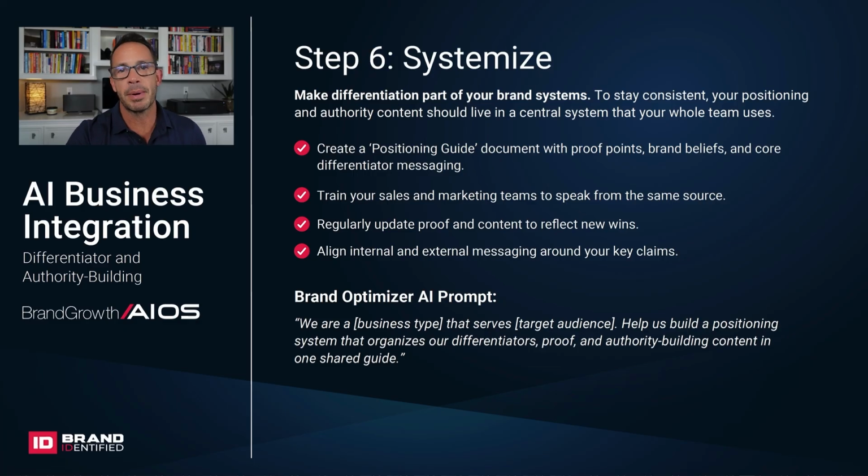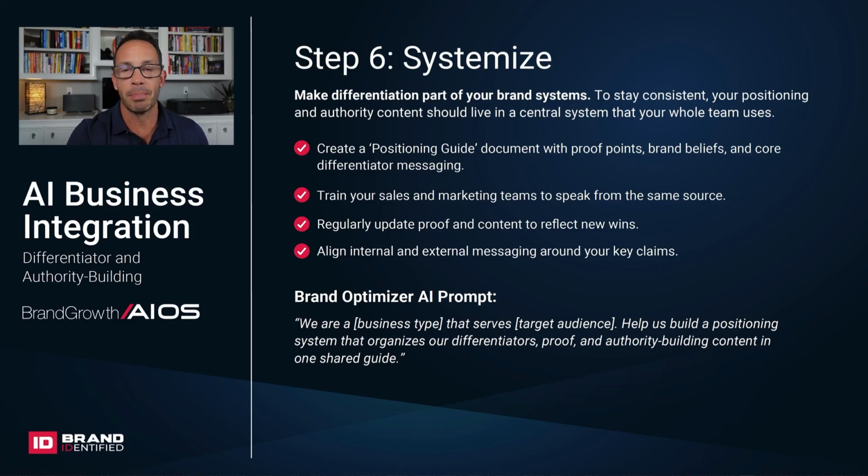And then finally, step number 6 is to systemize. So you'll make your differentiator part of your brand systems. To stay consistent, your positioning and authority content should live in a central system that your whole team can access and use. So create a positioning guide document with proof points, brand beliefs, and core differentiator messaging.